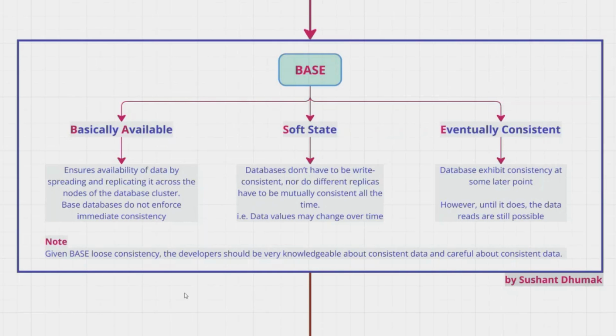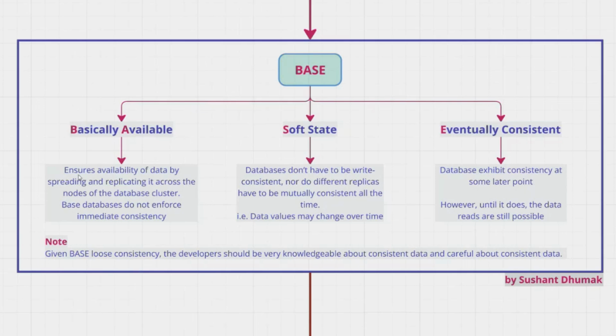Now let's look at the BASE properties. BASE stands for basically available, soft state, and eventually consistent. Basically available ensures that data is written regardless of any freshness. In the sense that you will not get the latest data when you ask the database for any kind of information. In that case, whatever data is available with the database will be given back to the user who is requesting.